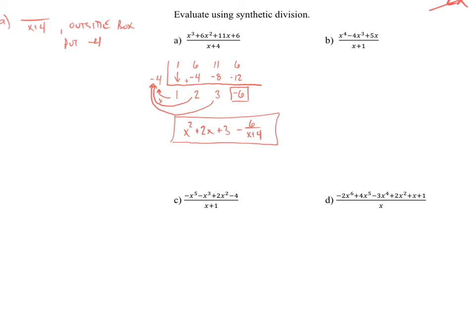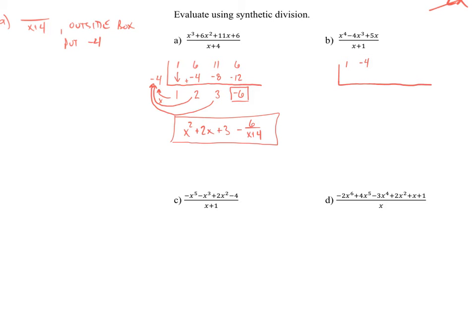Now that was pretty quick, but synthetic division is quick, and I'm going to do 4 examples here pretty quickly, so you'll have all 4 of them to reference while you're doing these notes on your own. All right. B, I have a 1. Let me just draw my box in here. My lead coefficient is a 1. That's a 1x to the 4th. That's a negative 4x to the 3rd.